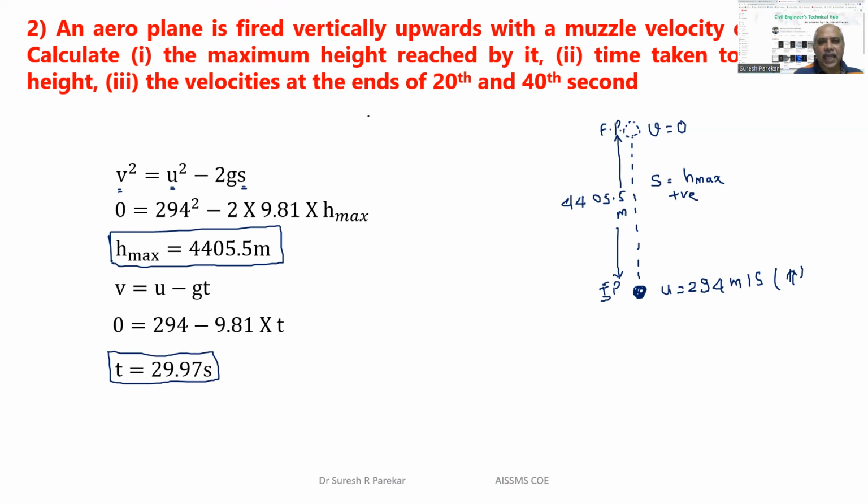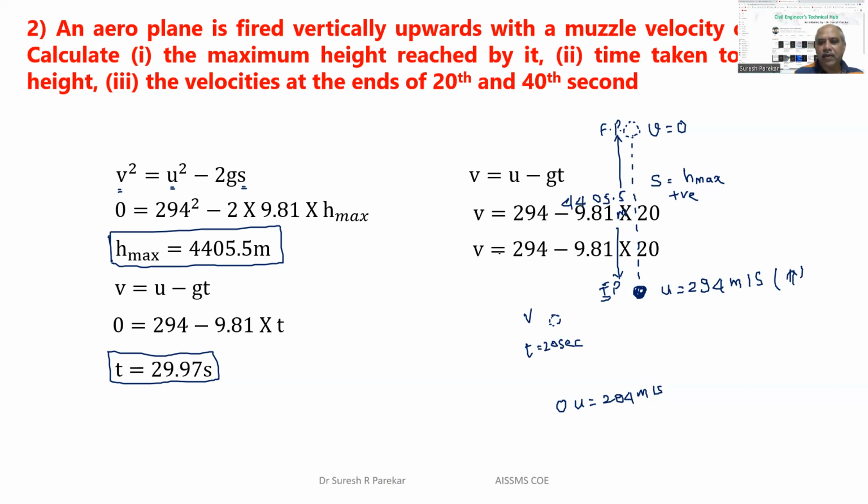Third, the velocity at the end of the 20th and 40th second. So at T equal to 20 seconds, it is in the upward direction. U is 294 meter per second, T is 20 seconds, and we have to find V. Simply we use V equal to U minus GT. T is 20, and therefore the value of V is 97.8 meter per second.